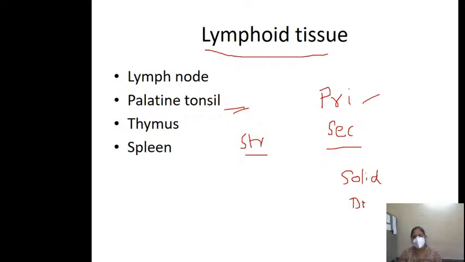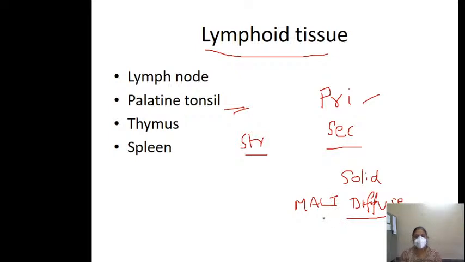Diffuse means these are not formed into a capsule, so it's difficult to draw with the mouse. Okay, so diffuse lymphoid structures are otherwise called the mucosa associated lymphoid structures, mucosa associated lymphoid tissue, MALT.